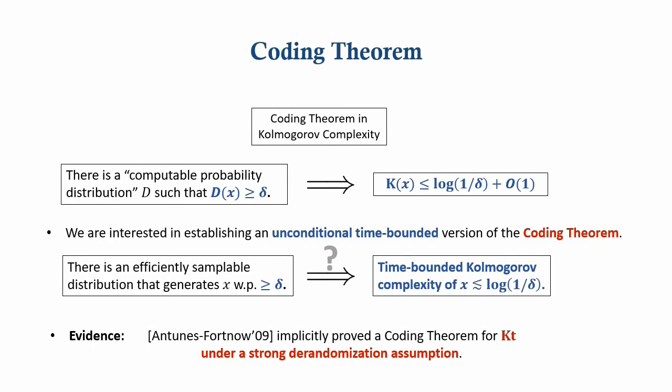As mentioned earlier, we are interested in establishing a time-bounded version of this theorem. For example, if there's an efficiently sampleable distribution that generates a string X with probability at least delta, can we show that the time-bounded Kolmogorov complexity of X is at most about log 1 over delta? In fact, Antunes and Fortnow implicitly prove such a coding theorem for Kt with very good parameters, but it requires a strong derandomization assumption.